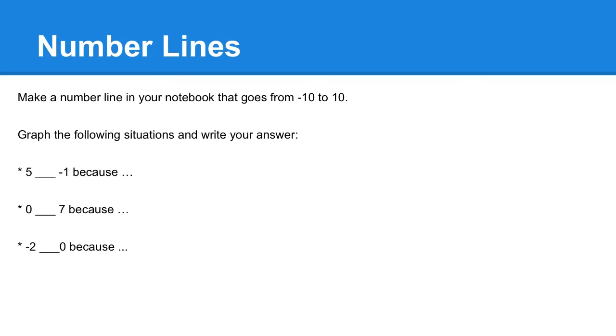All right, you're going to do some work in your notebook again. It says I want you to make a number line that goes from negative 10 to positive 10. And then you're going to use that number line to graph each pair of numbers and decide which is larger. So is the first number greater than, less than, or equal to the second number? And give me a reason why. So you are going to pause me, do that work, and then come back when you're ready for checking.